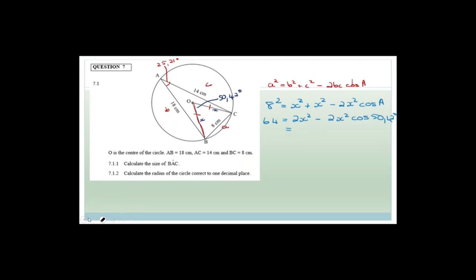Do you agree we can take out a common factor of x squared? And we're left with 2 minus 2 cos 50.42 degrees is equal to 64. Therefore, x squared is equal to 64 divided by 2 minus 2 cos 50.42. I've just rearranged it. I've kept x squared at the top and I've divided this into the bottom.